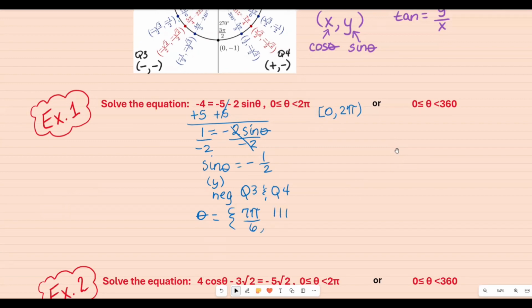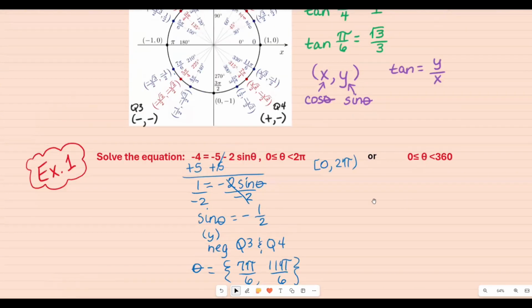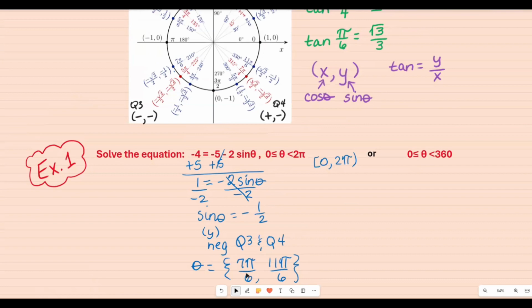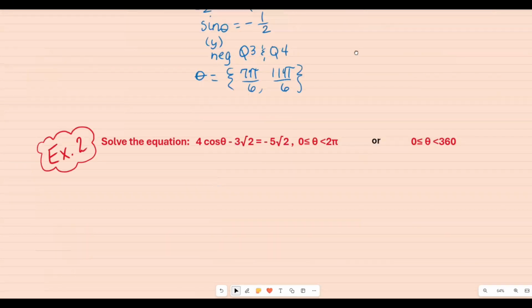On the other side, if it asked me to find the solution where it's between 0 and 360, I'm going to go back to my unit circle where it's 7 pi radians over 6 and 11 pi radians over 6, and I'm going to find the degree for that. So I have 210 and I have 330 degrees. All right, moving on to example 2.